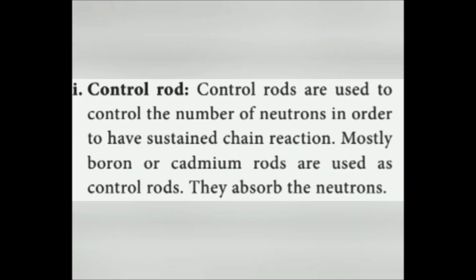What is the function of control rod? Give an example. Control rods are used to control the number of neutrons in order to have a sustained chain reaction. Mostly boron or cadmium rods are used as control rods because they absorb the neutrons.